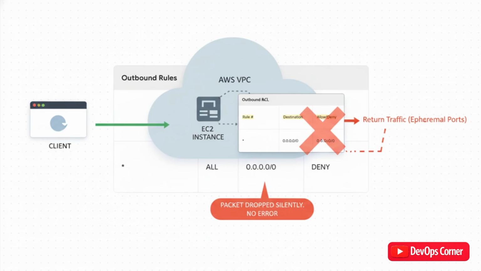We look at the outbound rules, and there is no explicit rule allowing the return traffic on those high-numbered, temporary ports that web clients use. So the NACL checks its list, finds no match, and what happens? It hits that very last rule, the asterisk, which is a deny. And poof, the packet is dropped, silently. No warning, no alert, it just disappears. This is the silent failure.